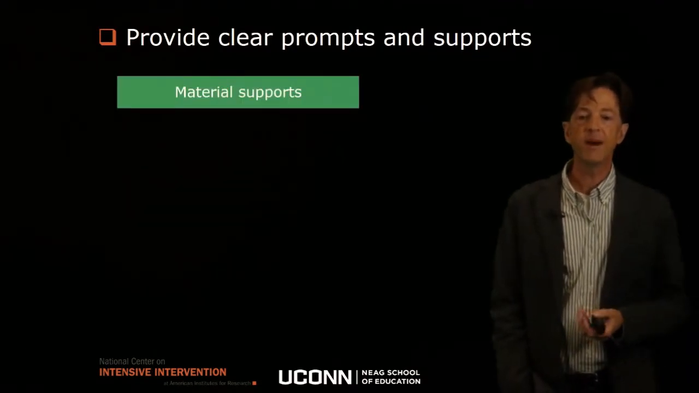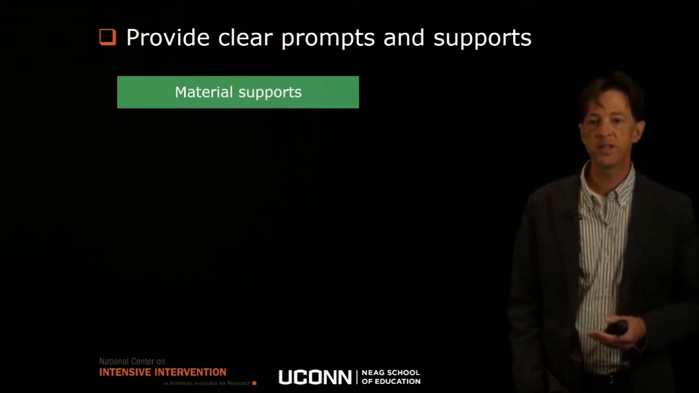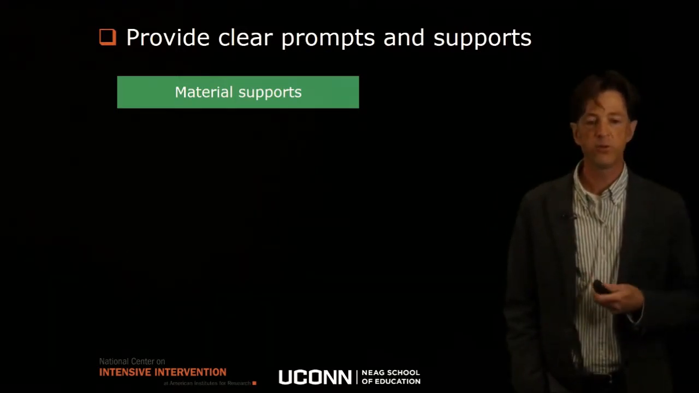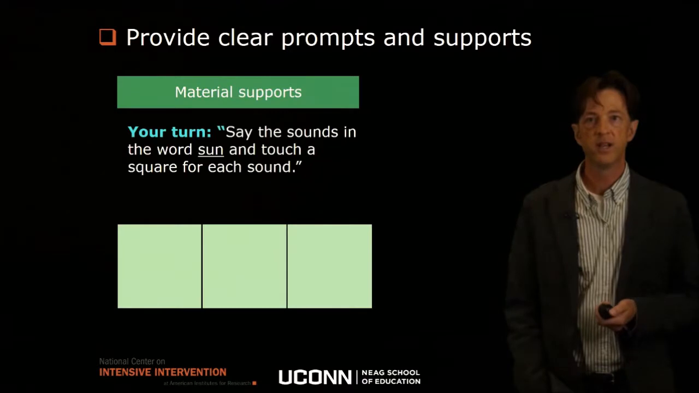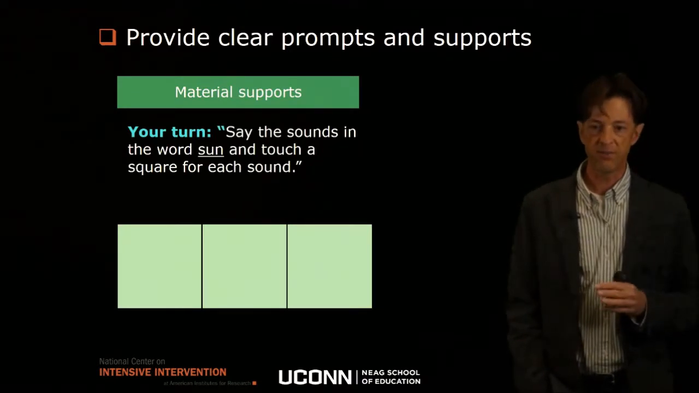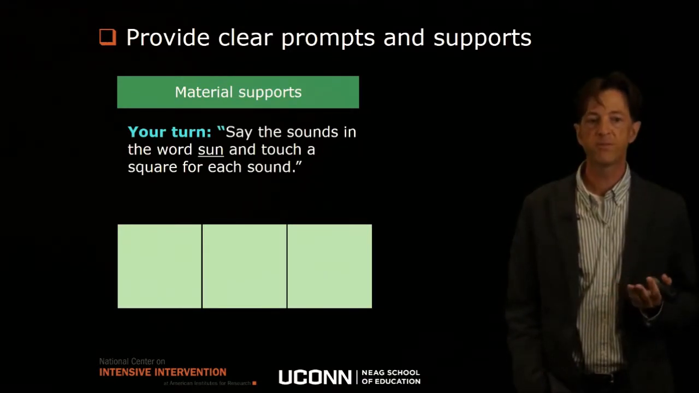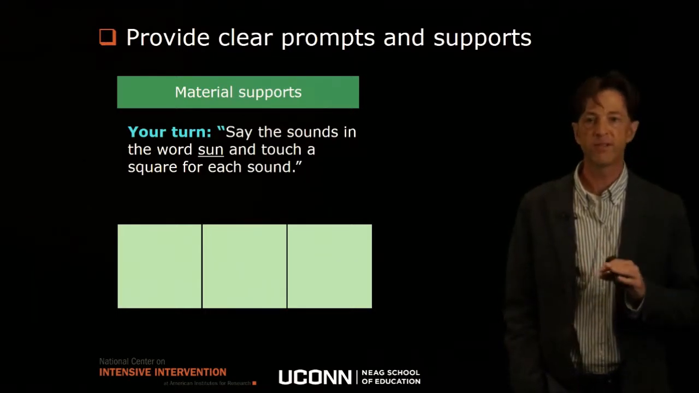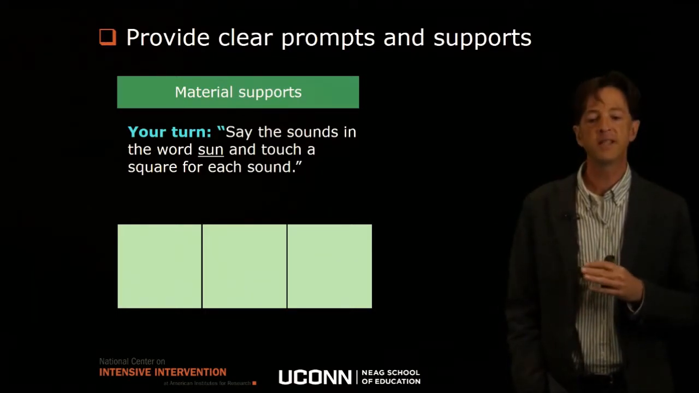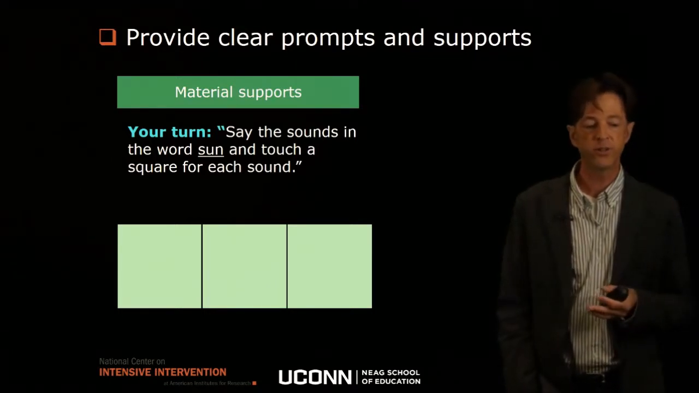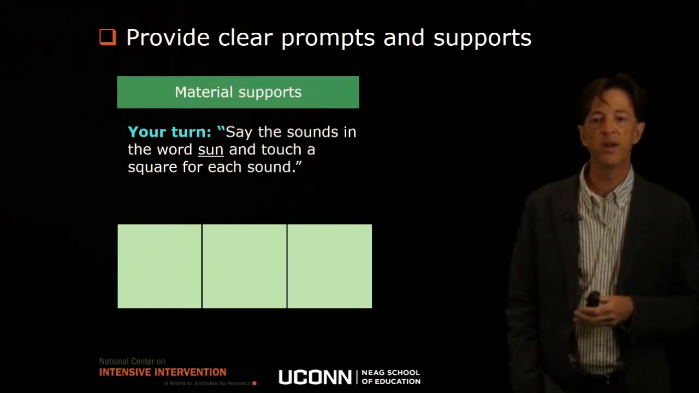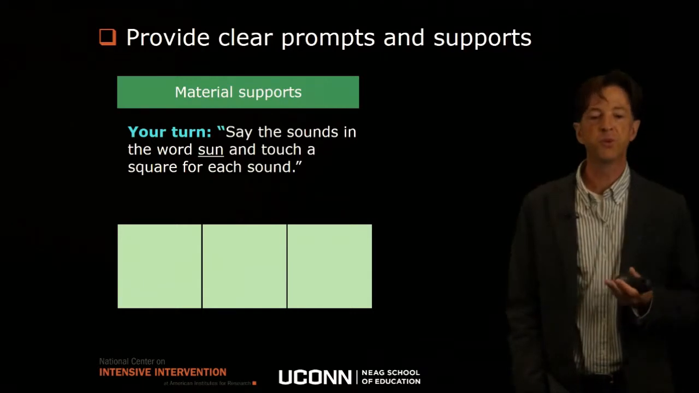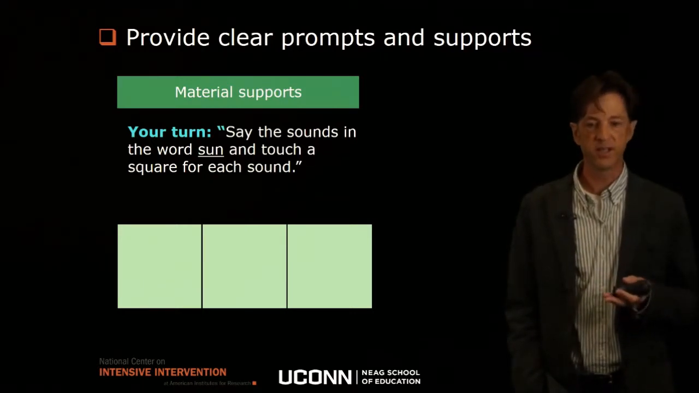Another thing that we can think about when we're talking about prompts and supports is how material supports help students during the guided practice phase. So you've seen before that we've been using these three-square strips or two-square strips, Elkonin boxes, and this is helpful as a graphic representation of how many sounds or how many letters are in a word. And you can see how this type of material support can build through the word reading skills that we're working on.